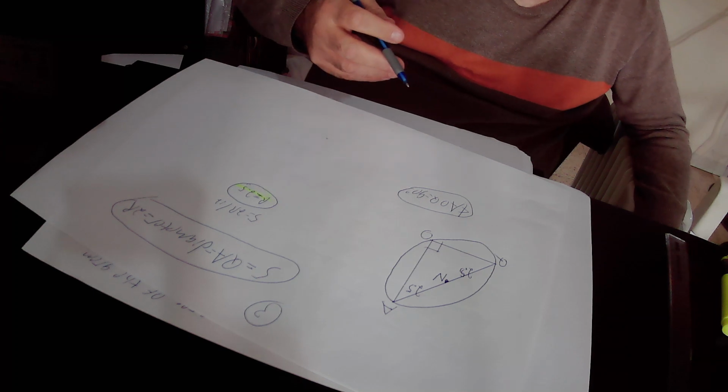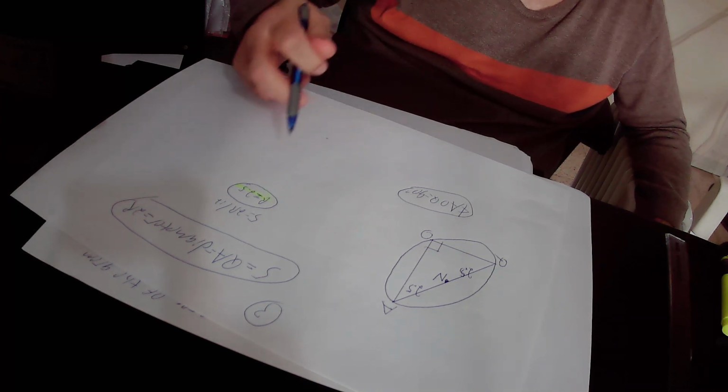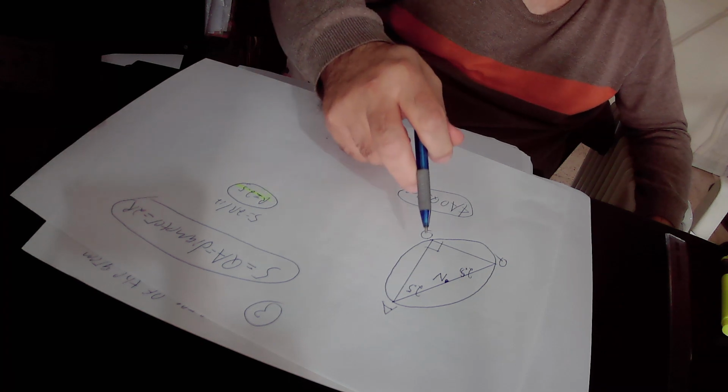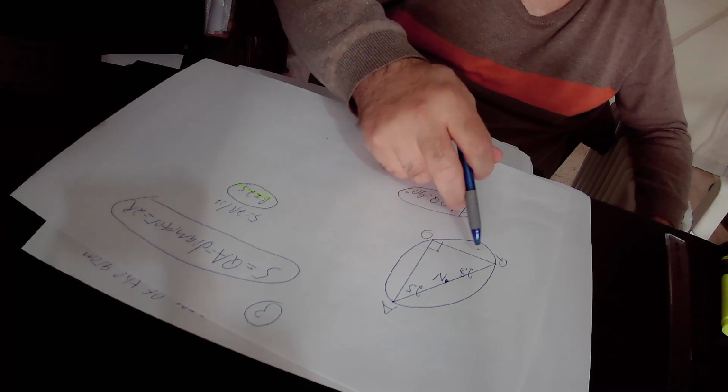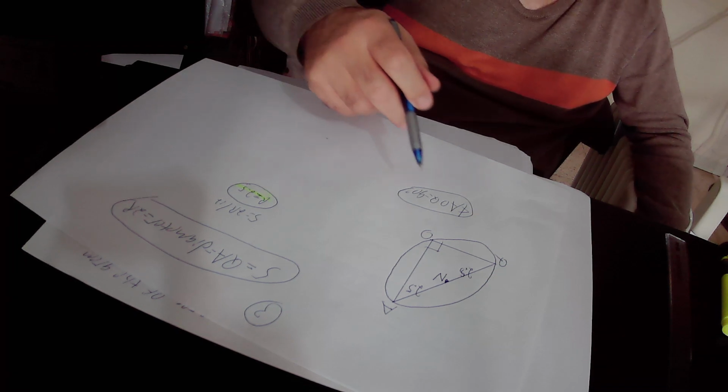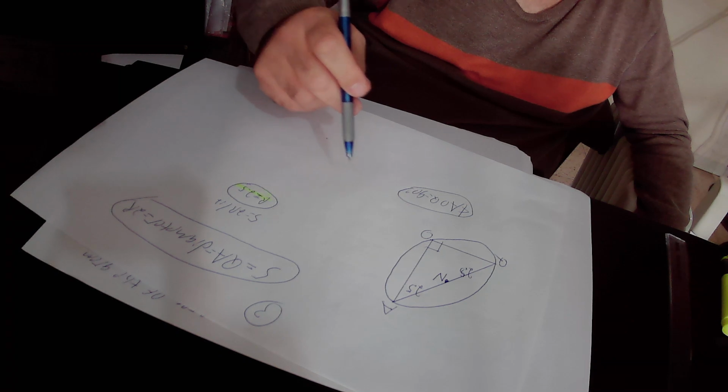AN equals 2.5 units, but the radius also equals 2.5 units. And AN is located on QOA, that is the diameter of the circle. Therefore, AN must also be the radius of the circle.